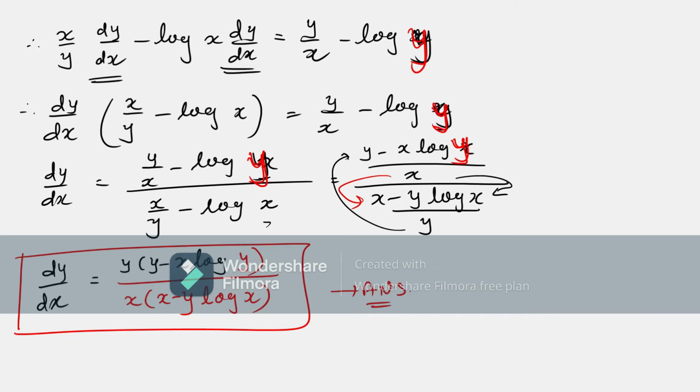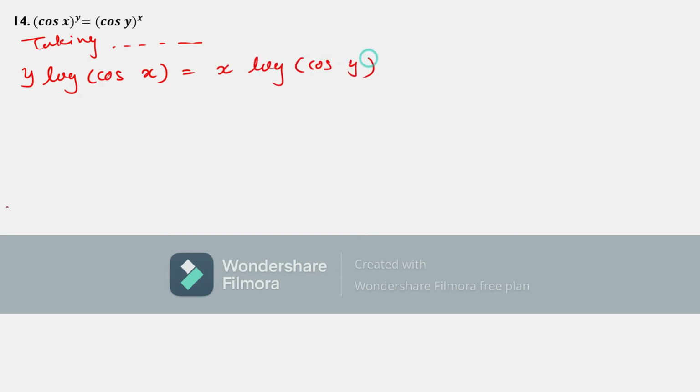13th question. Let's do the 14th one. Again a similar question. We are taking logarithm on both sides, so it will give me y outside, log of cos x is equal to x log of cos y. That means now we can differentiate on both sides. I can see two different functions here. So differentiating both sides with respect to x.